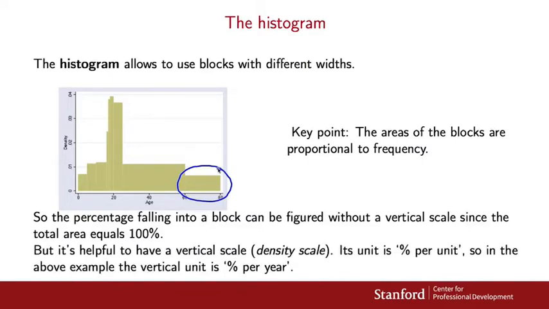Now, sometimes it is useful to have a vertical scale. It's also called a density scale. And the reason for that is simply that the area of the block corresponds to percentage, and the area is computed by width times height. And since the width is given in years, the unit for the height needs to be percent per year in order for the units to work out.